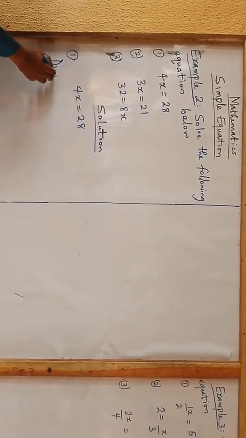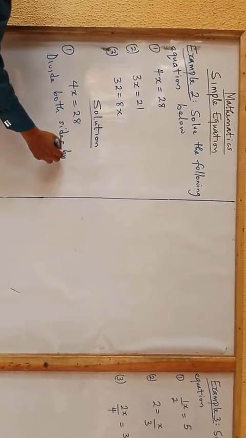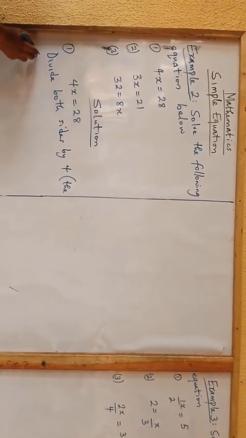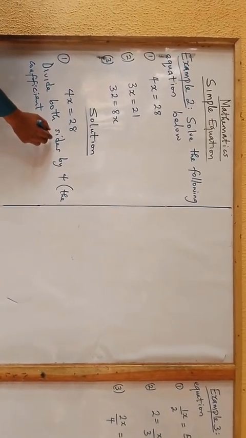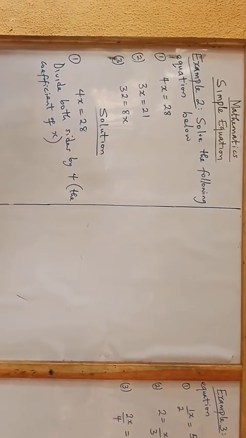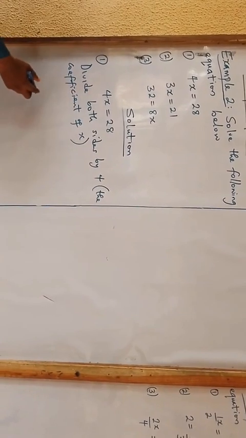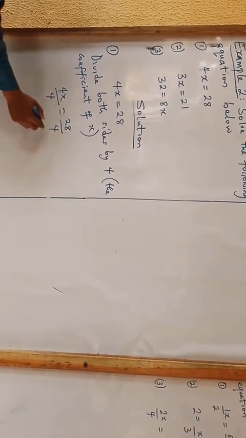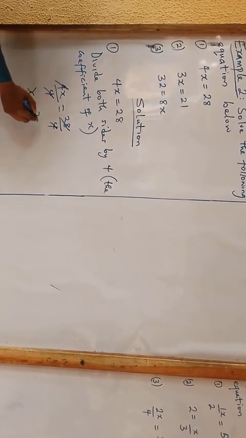So we are going to divide both sides by 4, which is the coefficient of s. If you don't know the meaning of coefficient, I want to encourage you to watch my video on coefficients as well. So we are going to divide both sides by 4. So we are going to have 4s over 4 is equal to 28 over 4. 4, we eliminate 4 here, and s is equal to 7.